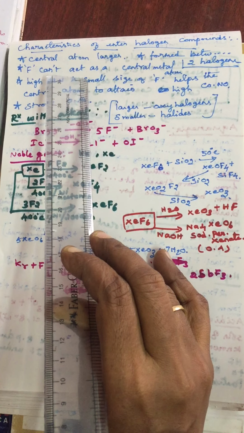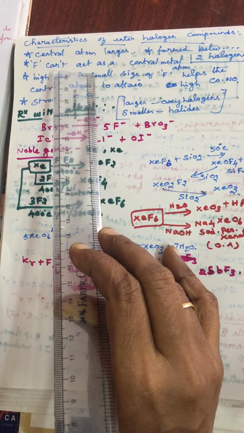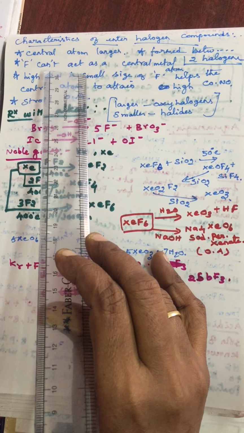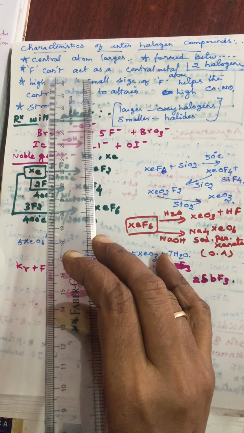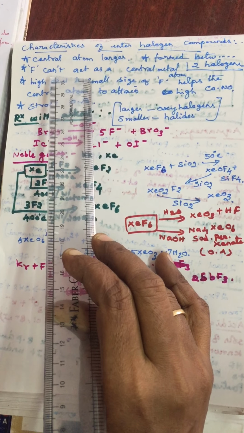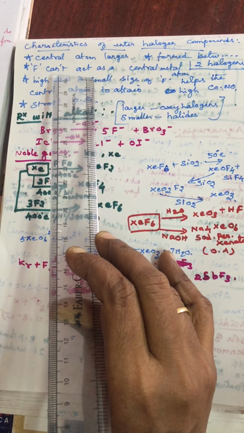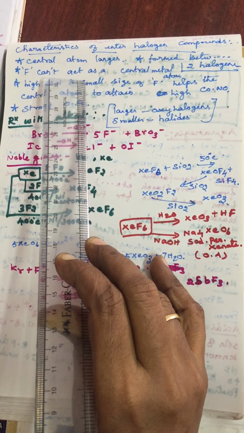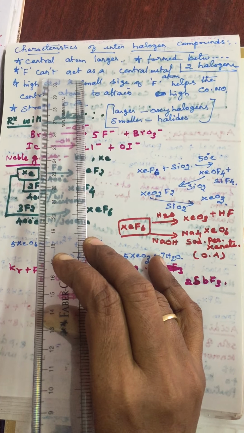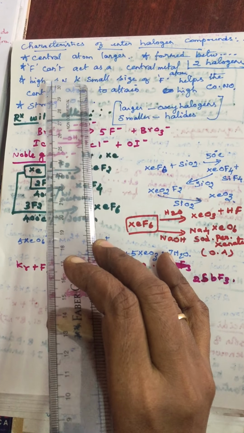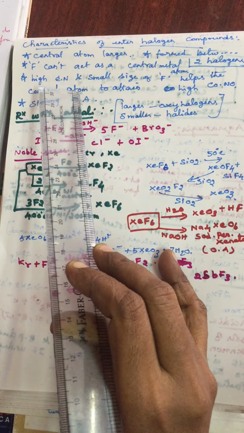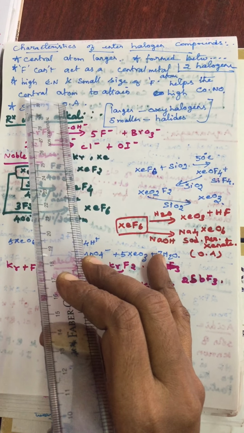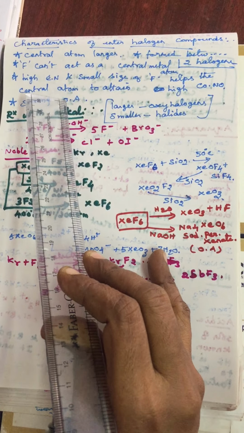But at the same time you have to remember the different characteristics of the interhalogen compounds. In the interhalogen compounds, the central atom should be larger in size. Fluorine, among all the halogens, is the smallest one, so it cannot be a central atom. At the same time, due to the high electronegativity and smaller size of the fluorine atom, it helps the central atom to attain a high coordination number.